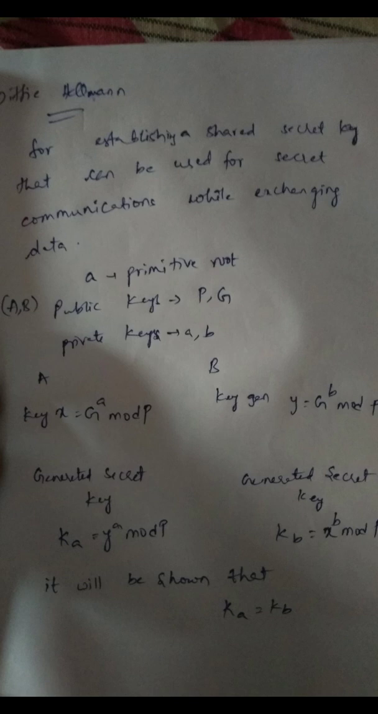This algorithm is named after scientists Whitfield Diffie and Martin Hellman, one of the earliest practical examples of public key exchange in the field of cryptography. The Diffie-Hellman key exchange method allows two parties that have no prior knowledge of each other to jointly establish a shared secret key for a secure channel. The key can be used to encrypt subsequent communications using a symmetric key cipher.